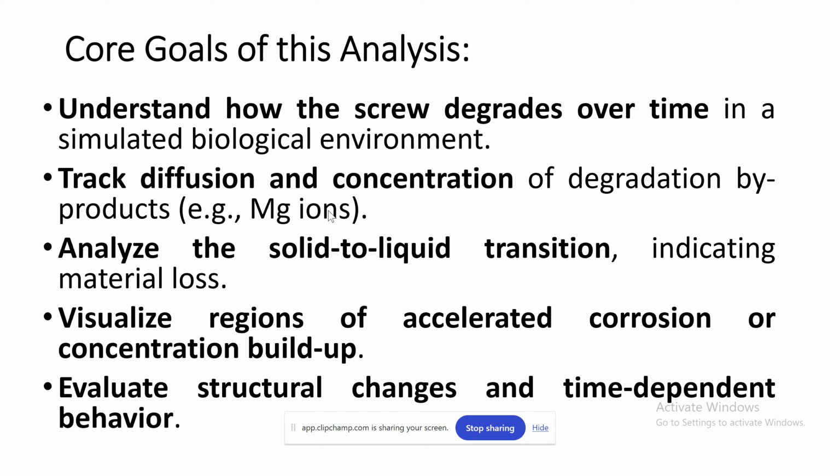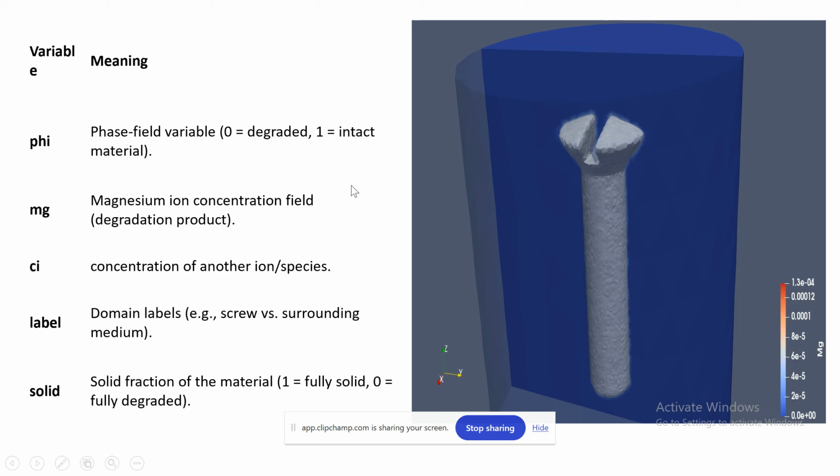Analyze the solid to liquid transition. That as well we shall analyze through this presentation, and visualize regions of accelerated corrosion. These help to determine whether, if there's corrosion in a place, this screw needs to be removed, for example in a body, to prevent cancer and different other things. So this study is ideally going to be tackling that.